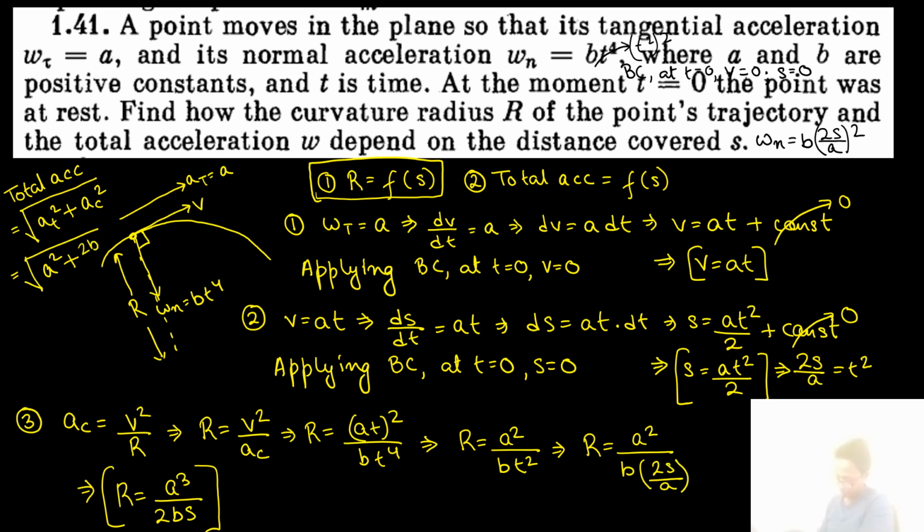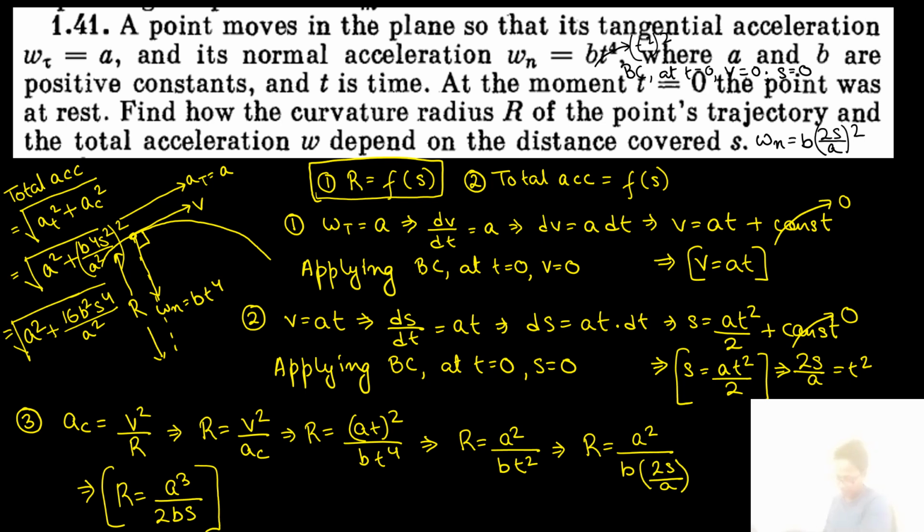Okay, when I substitute this, I get omega n is equal to 2 bs. Let's write this properly. b into 4 a square by a square. 4 a square by a square is the value of centripetal acceleration whole square, or out here a square plus 16 b square s to the power 4 by a square. This is the value of centripetal acceleration.